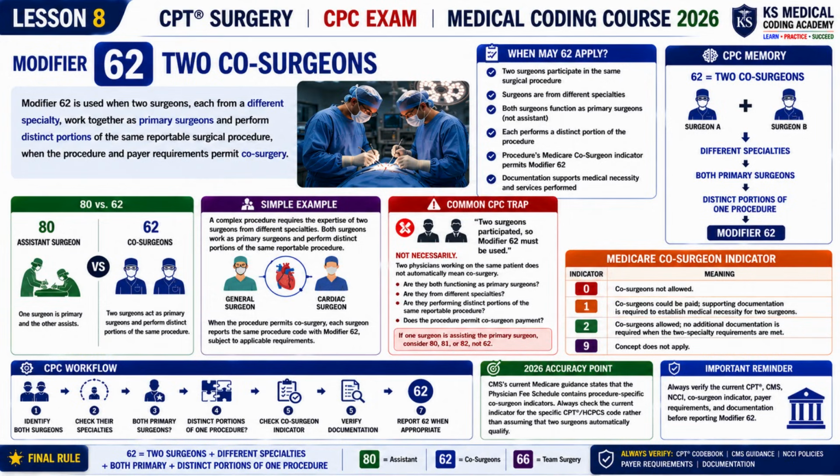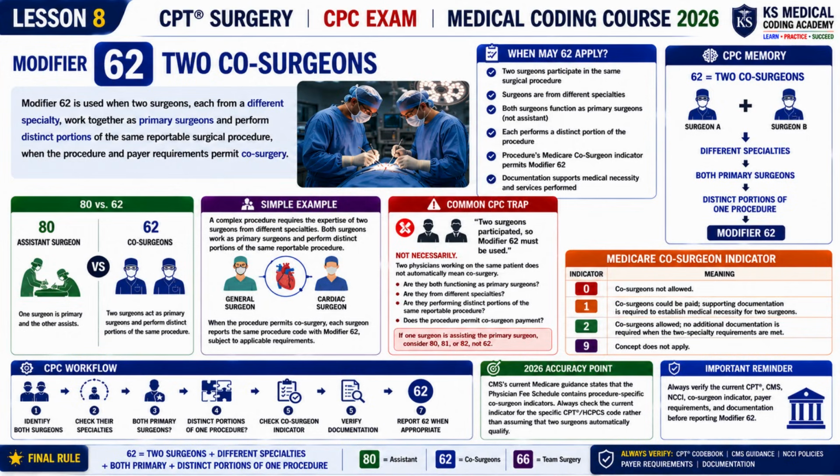Now let's learn about Modifier 62, two co-surgeons. Modifier 62 is used when two surgeons from different specialties work together as primary surgeons and perform distinct portions of the same surgical procedure, when the procedure and payer requirements allow co-surgery. The key memory is 62 equals two co-surgeons.